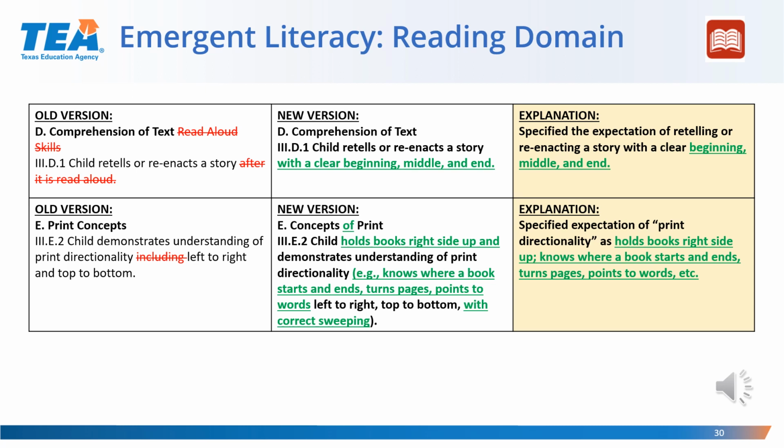Here are the revisions in the areas of comprehension of text and concepts of print. 3D1 was specified to include the expectation of retelling or reenacting a story with a clear beginning, middle, and end. 3E2 was specified to include examples of what print directionality looks like in action, such as holding a book right side up, sweeping from left to right, top to bottom, etc.